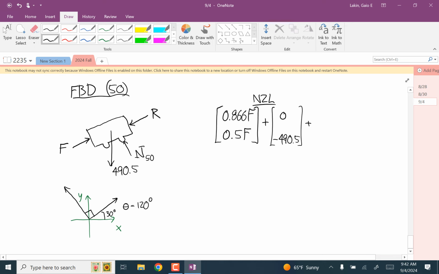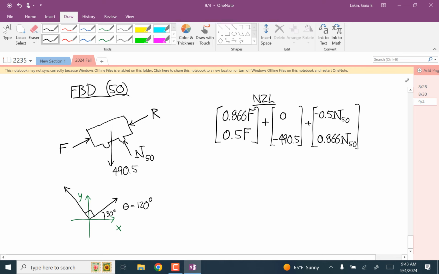N50 times cosine and sine of 120 is negative 0.5 N50, and then positive 0.866 N50. And then the last one is this R.